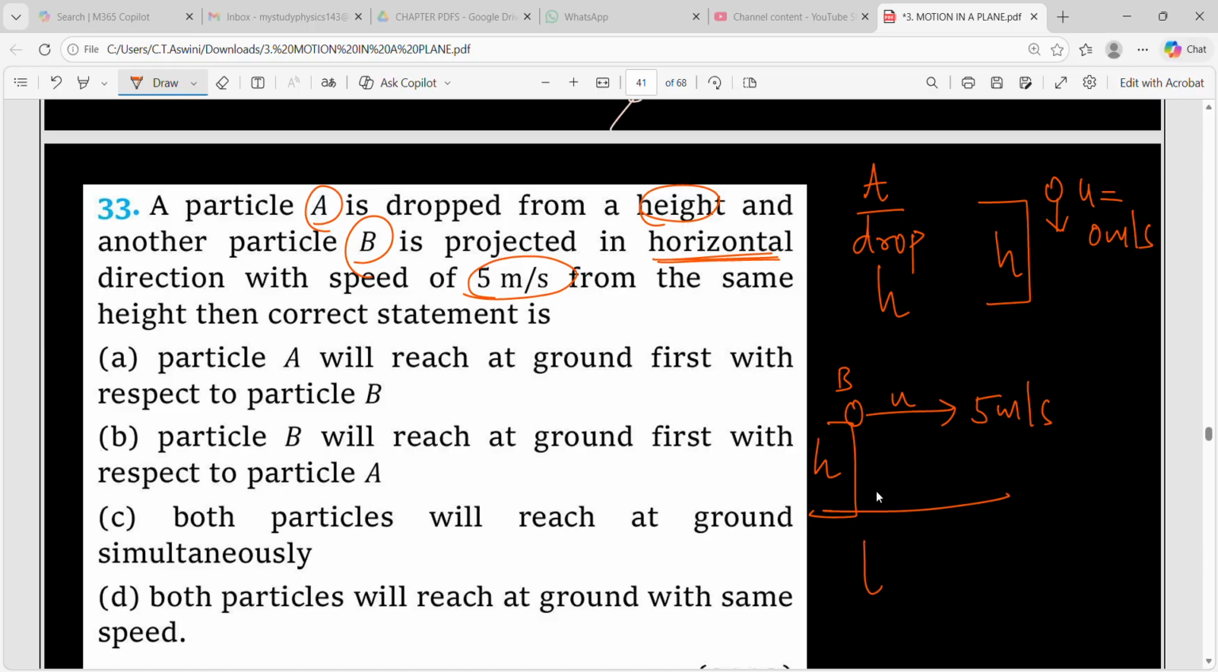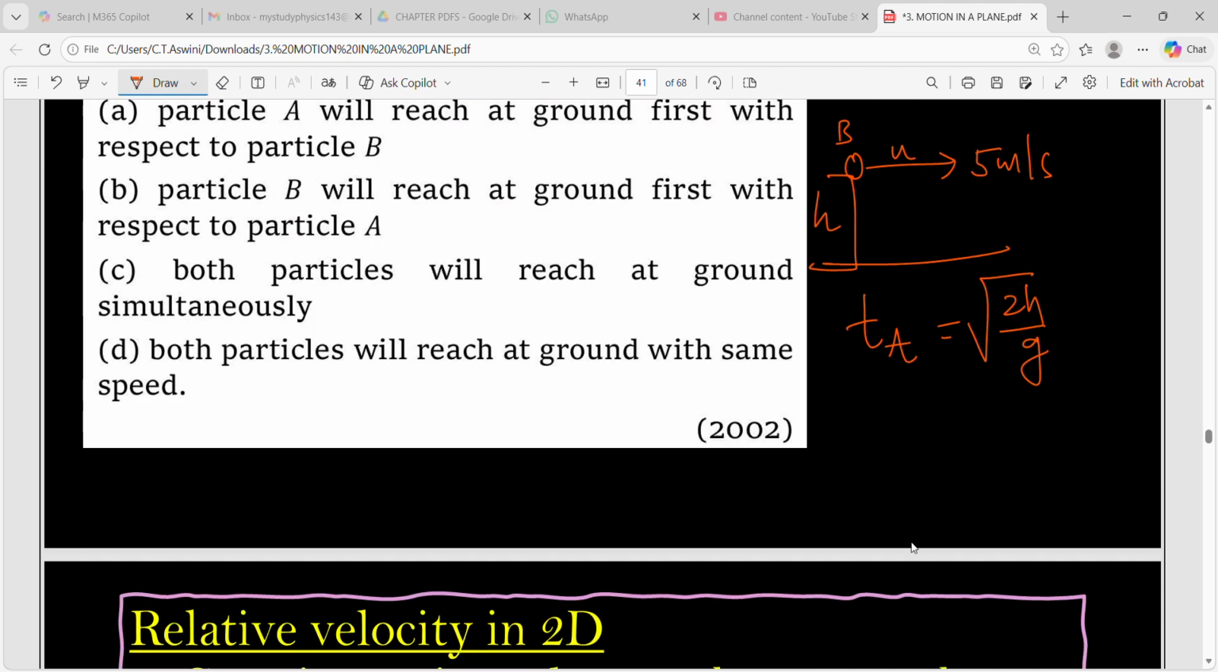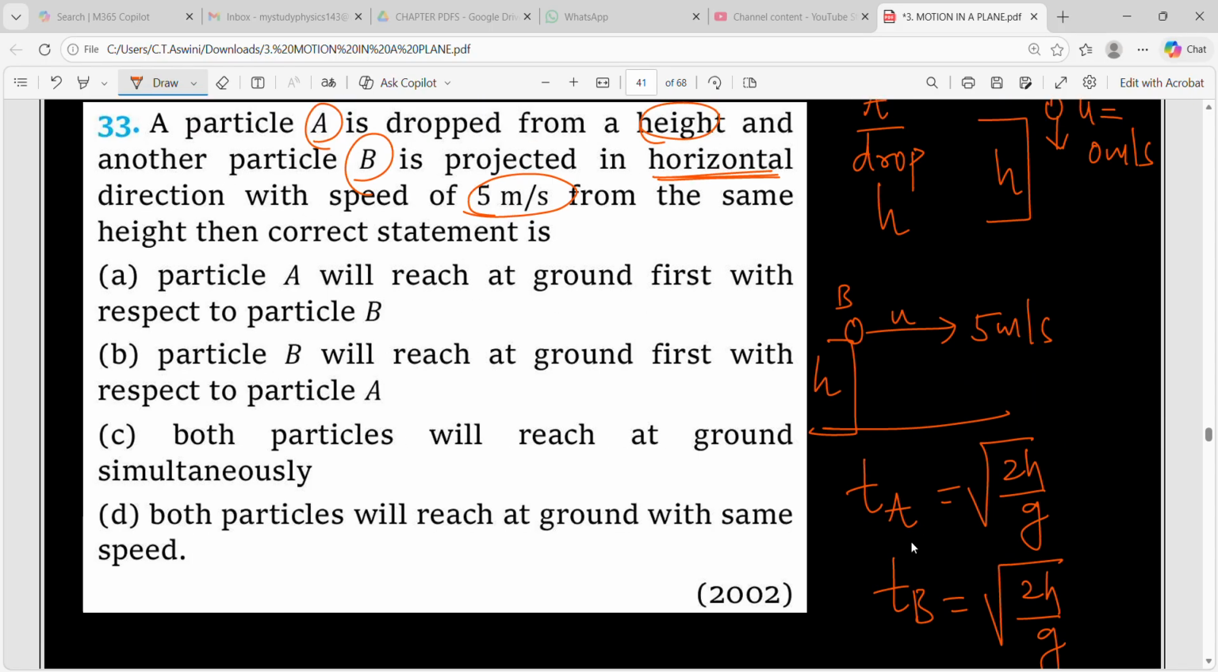If I take the time taken by A, that is root 2h by g, freely falling body. And if I take the time taken by B, projectile from some height, that is also root 2h by g, right? So which will remain same here? Time will remain the same. So what is the right statement? Both the particles will reach the ground simultaneously because their time is same.